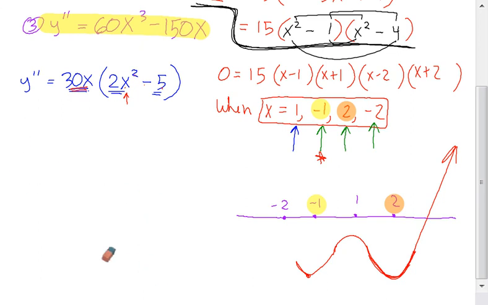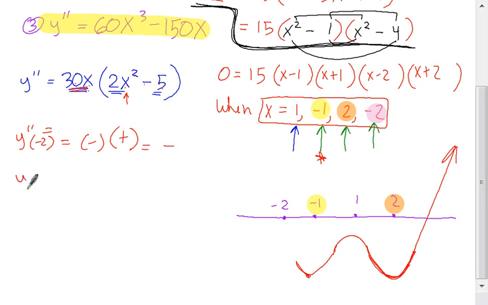All right, last one. We now have to look at -2, which is our fourth critical number. So we'll throw that into the second derivative. -2. Okay, 30 times -2 is a negative number. -2 squared is 4, times 2 is 8, take away 5 is a positive number. I didn't mean to say -1 here, just negative. Okay, and so the product is negative.